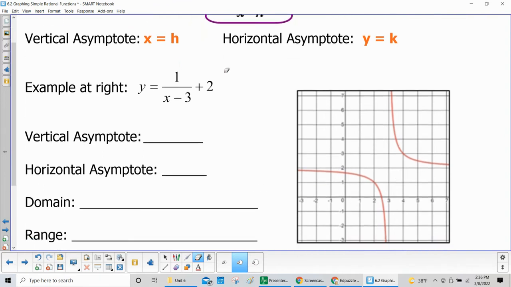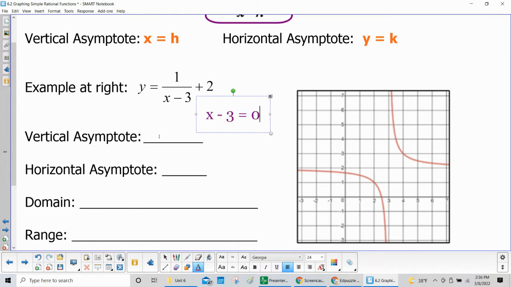So in this case, here's our equation: y equals 1 over x minus 3, plus 2. For our vertical asymptote, if I look at this denominator, I have x minus 3. So really, it's just saying if I took x minus 3 and set it equal to 0, I would get a vertical asymptote of x equals 3.